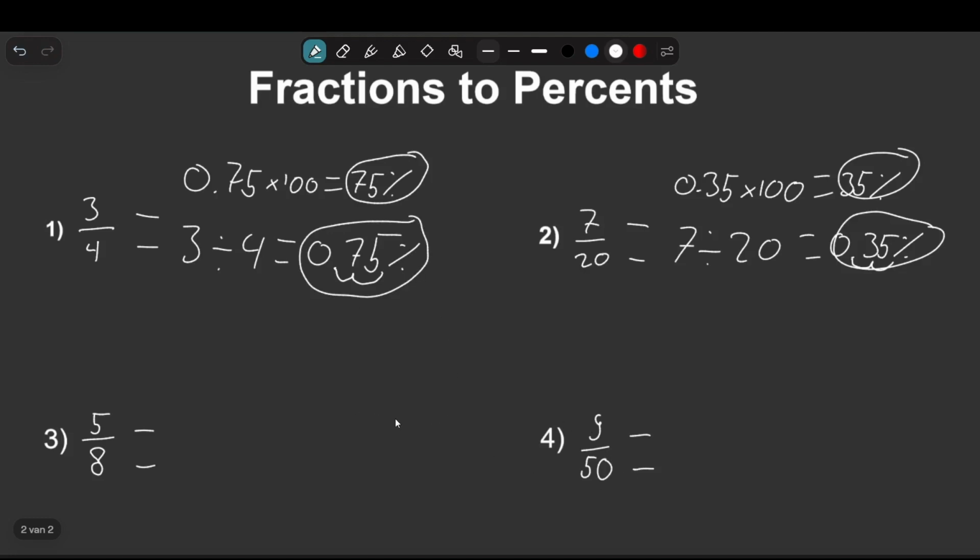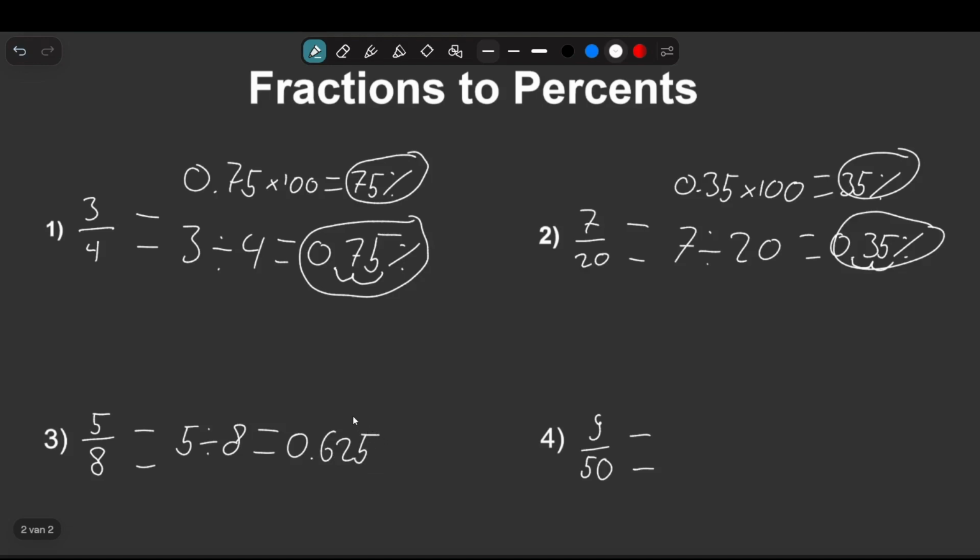For our third example, we have 5/8. The first step we're going to take again is to divide 5 by 8. This will equal 62.5. My bad, guys. It will equal 0.625.